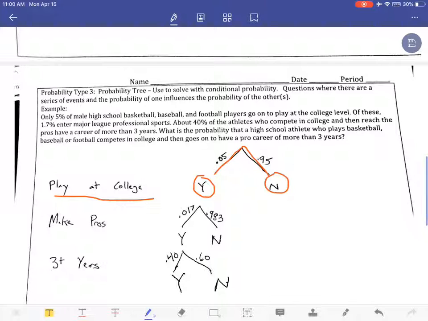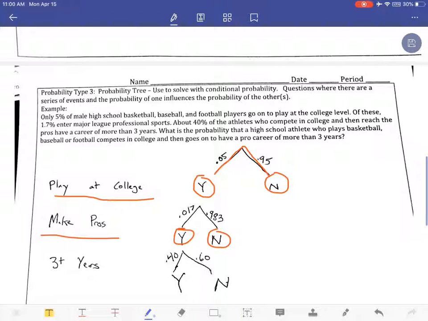So it says of these, so that means of those high school athletes that play in college, only 1.7% enter major league professional sports. So they play in the pros. So that's going to be our second event. They make the pros. Again, just two options, yes or no. 0.017. We do the inverse of that, 0.983. And that's how I got the 0.95. Since there's just two events, you just subtract them from 1. Okay, because they have to add up to 1, or if it was a percentage, the decimals have to add up to 100%.